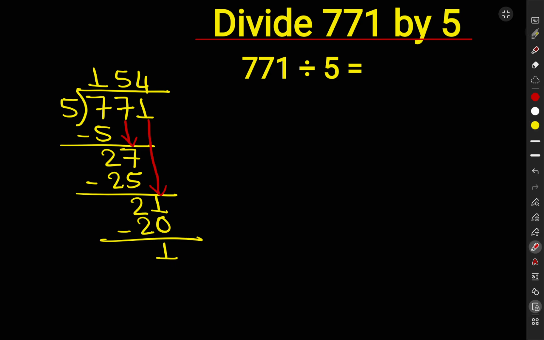So now we have no other number to put down. So we take here a decimal, so that we put 0. So it is 10 and 5 times 2 is 10. On subtracting we get 0.